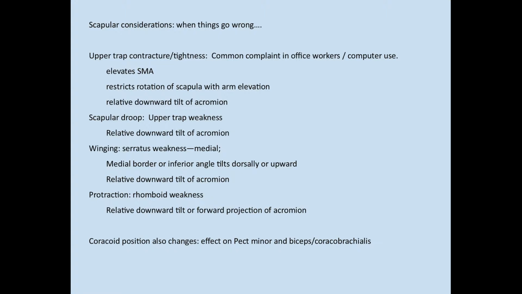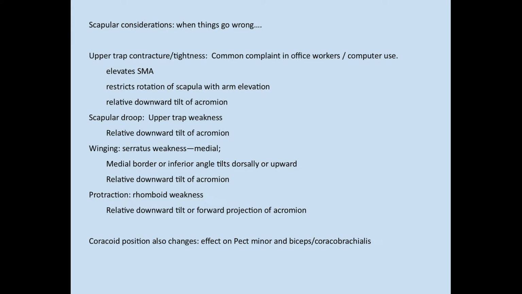Examples of scapular dyskinesia include upper trap contracture with tightness, which is a very common problem in office workers and people who use computers for extended periods. This results in elevated superior medial angle, restriction of the rotation of the scapula with arm elevation, and a relative downward tilt of the acromion. Scapular droop is an example of upper trap weakness, with also a downward tilt or position of the acromion.